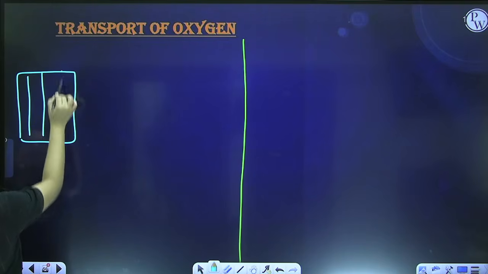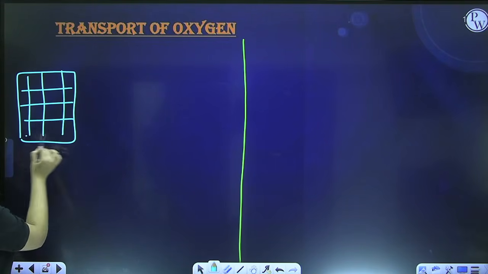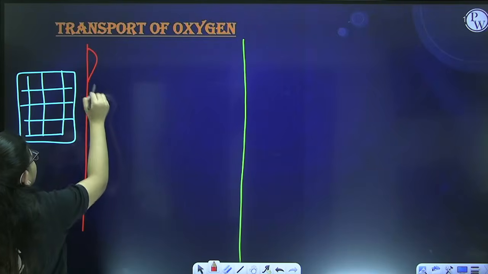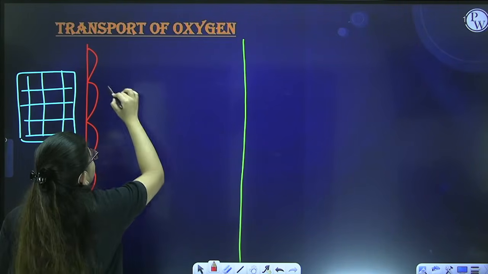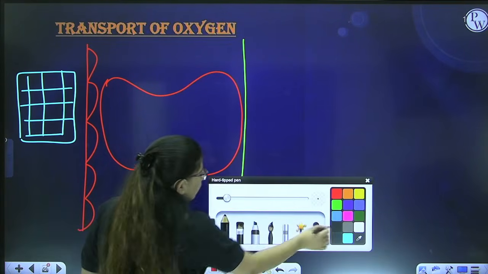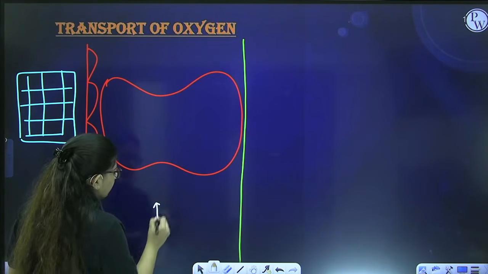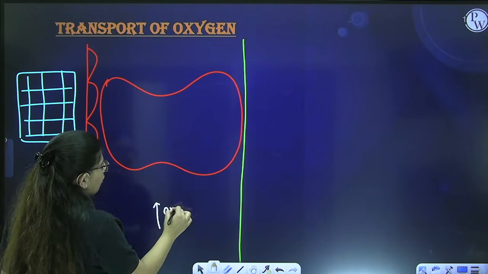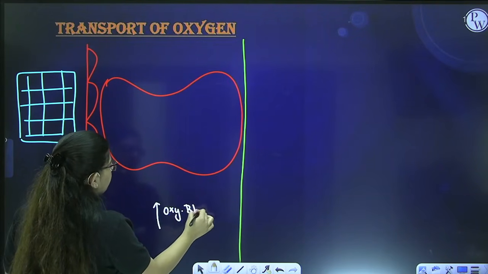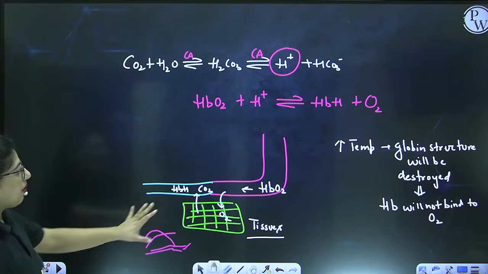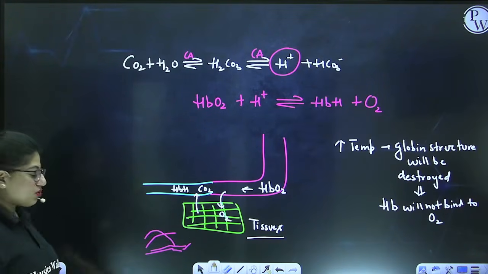So this is tissues, right? And this is your blood vessel. What do we have in blood vessel? RBC. Now imagine the blood that is coming here is oxygenated blood, just the way we have done here, guys. I'm just talking about this portion again.